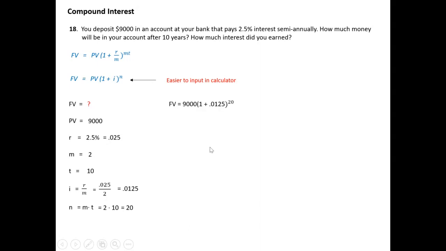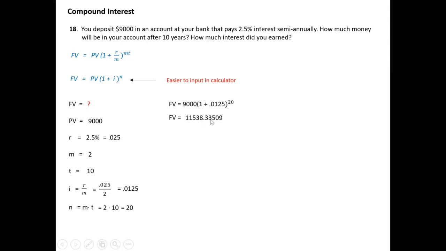You see now, guys, it's easier to put into the calculator. So you're going to do it just the way it is in one flow. So you put in 9,000 parentheses 1 plus 0.0125 close parentheses to the 20th power. This is what you get. And most of the times it's going to say to round to the nearest penny or round to the nearest dollar.